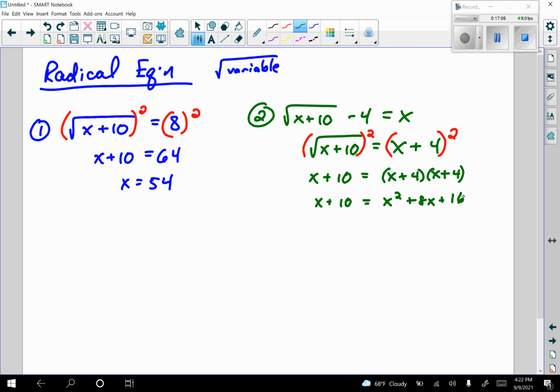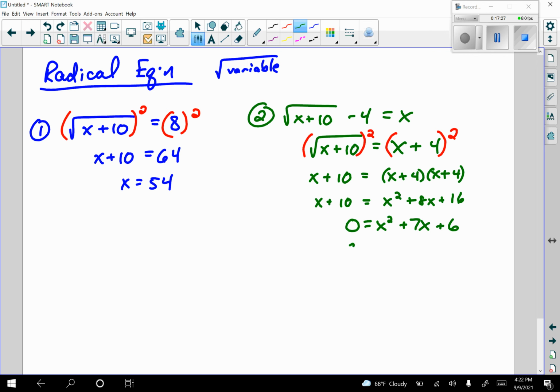So now, guess what? I'm back to a quadratic. So it's kind of good. We get extra practice over previous types of equations here. So I want to bring everything over to one side. So I'm going to still have the x squared here. I'll have a 0 over here. 8x minus x is 7x, and 16 minus 10 is 6.